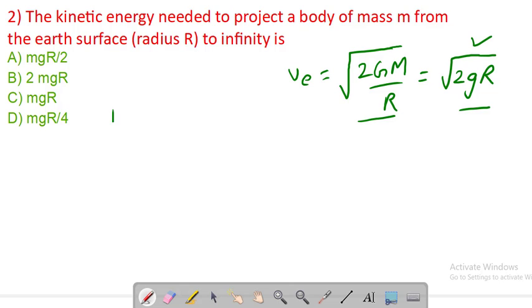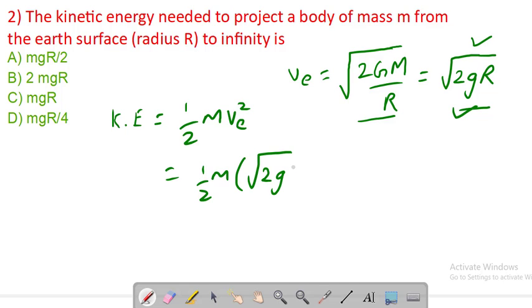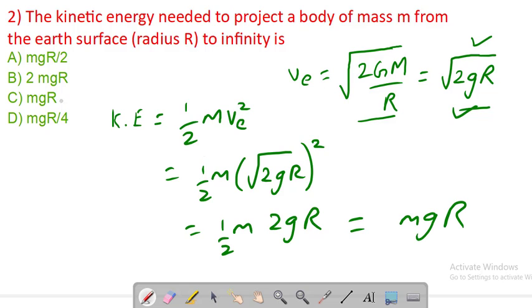Now the expression for kinetic energy is half mv square, but in our case we must supply velocity equal to escape velocity, so ve square. So this becomes half m ve square, and we will use this equation. The square of this is under root 2gr the whole square. So what we get is half m 2gr. This 2 gets cancelled out, so what we are left with is mgr, which is the answer. So here C is the option, this much amount of kinetic energy.